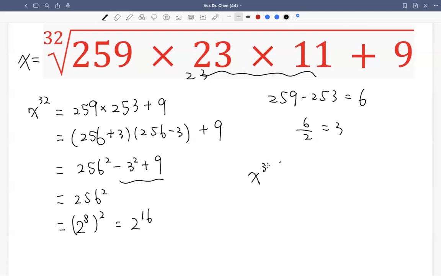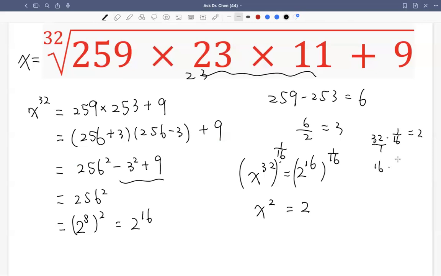Now we have x raised to 32 equals 2 raised to 16. Because of the equation, we can always perform the same operation on both sides simultaneously. So I raise both sides to the power 1 over 16. We get x raised to 32 times 1 over 16, and this side we get 2, because 32 times 1 over 16 is 32 divided by 16, which is 2. And 16 times 1 over 16, the multiplicative inverse, equals 1. So x squared equals 2.